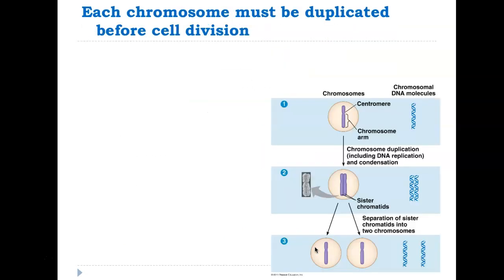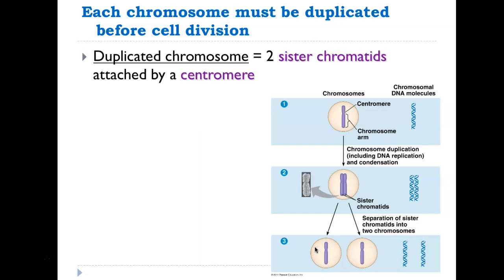With eukaryotes, just like anything else, eukaryotes are going to be a lot more complicated and are going to divide by a process called mitosis. So each chromosome must be duplicated before the cell divides. That's replication. We already went through that. A duplicated chromosome equals 2 sister chromatids attached by a centromere.